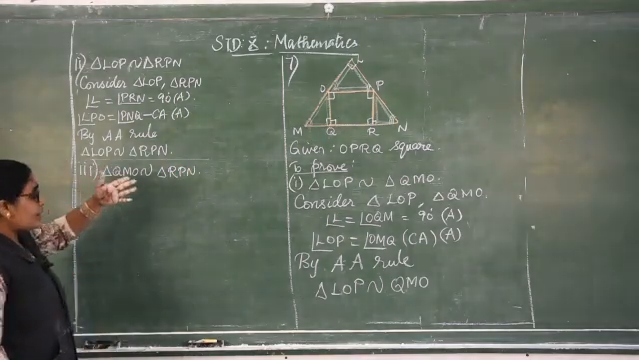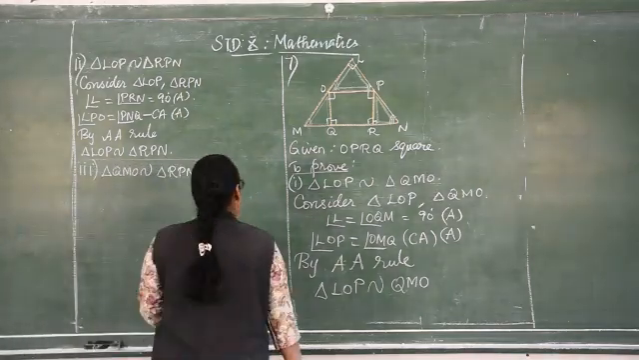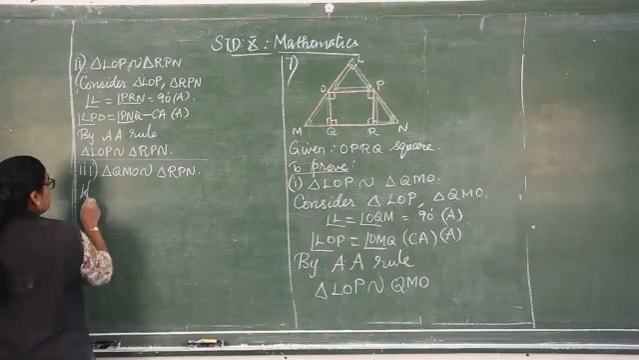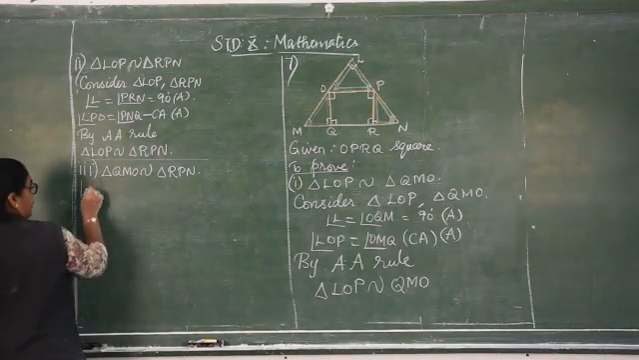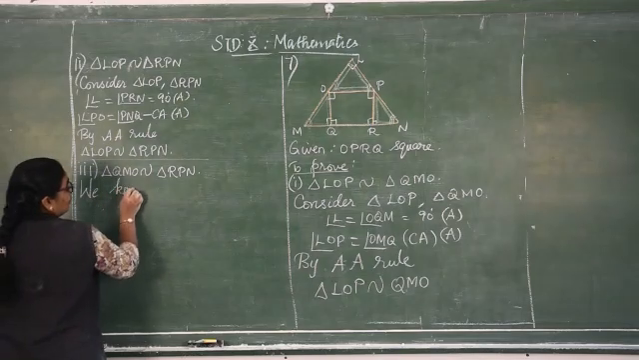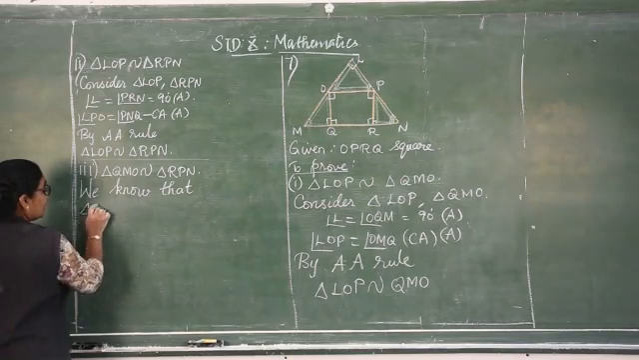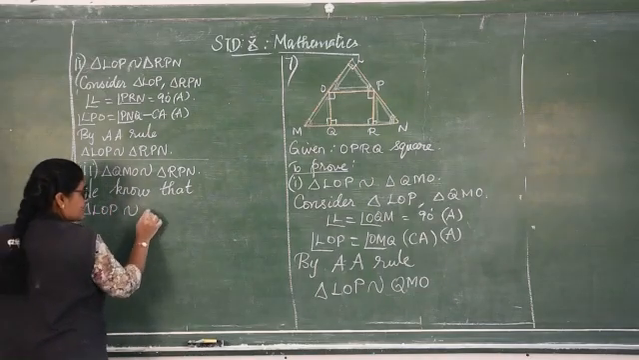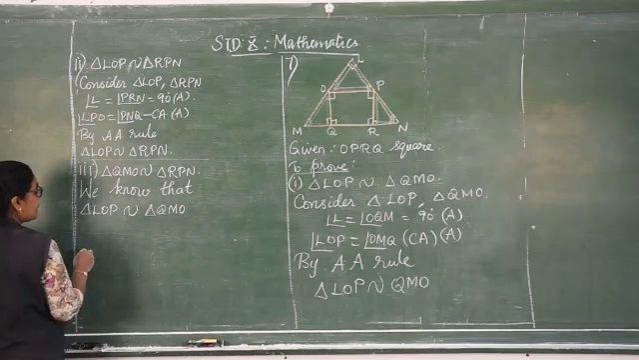So consider your first one and second one. So let me write this one as, we know that triangle LOP is similar to triangle QMO from the first subdivision.